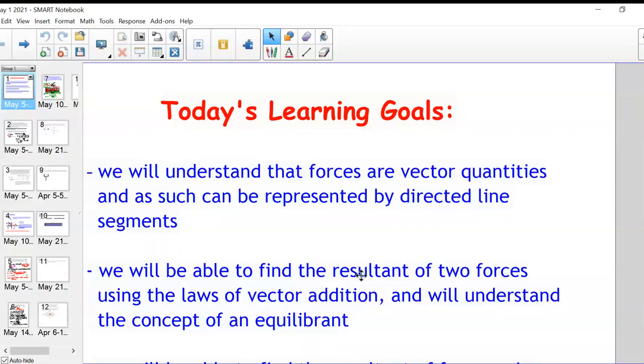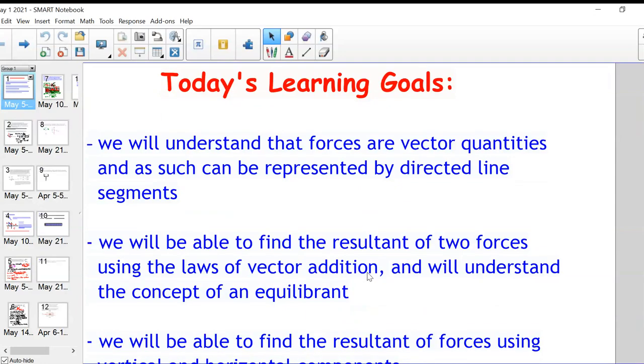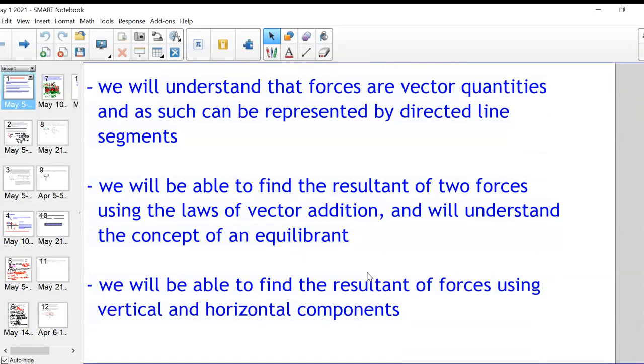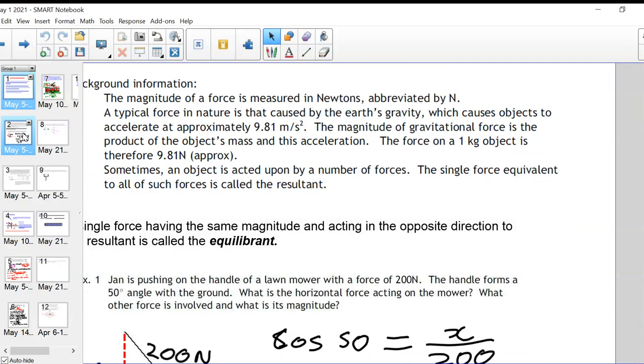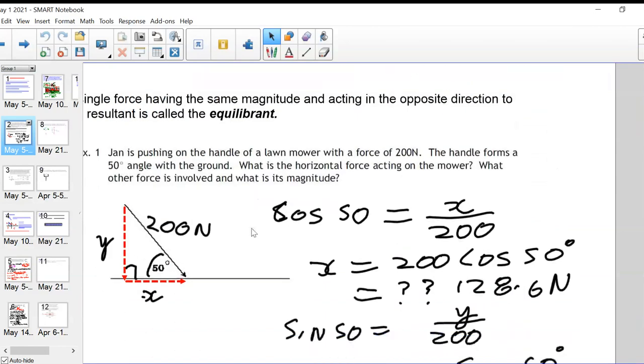All right, so forces can be represented as vectors, and we can look at the resultant of two forces through vector addition. Equilibrium is something we're going to be talking about more today. And we did a couple of questions, notably one that looked like this, very simple question.